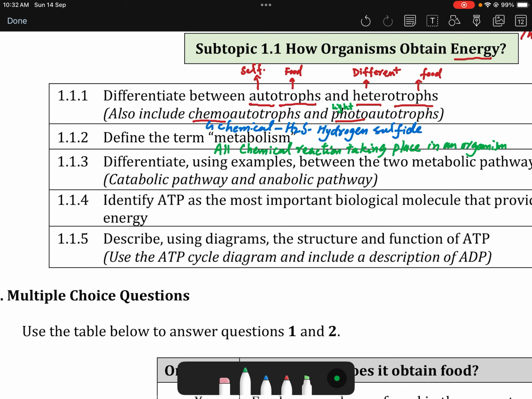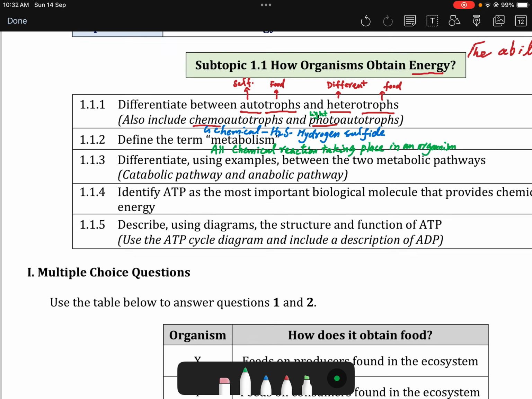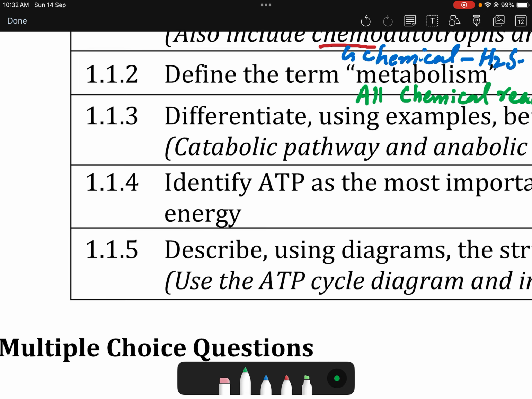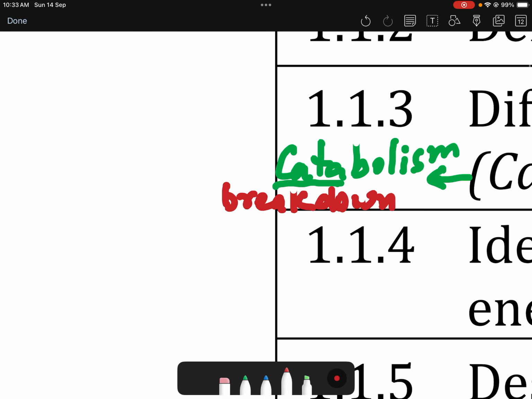Moving further, differentiate using examples between the two metabolic pathways. We should learn that there are two pathways. One is called the catabolic pathway and the other is called the anabolic pathway. The catabolic pathway is also called catabolism. It is a type of chemical reaction in which molecules are broken down. From cata you need to learn that it means breakdown. Of course, who will break down? The ones which are large. So here large molecules are broken down.